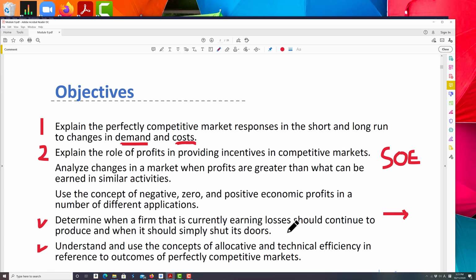Third, we will consider production decision shutdown rules in response to changes in prices. Depending on whether price exceeds minimum average variable cost or not, firms may shut down their production plants or continue to produce and sustain some losses, economic losses. And finally, we will compare allocative and technical efficiencies as they are related to perfectly competitive markets.